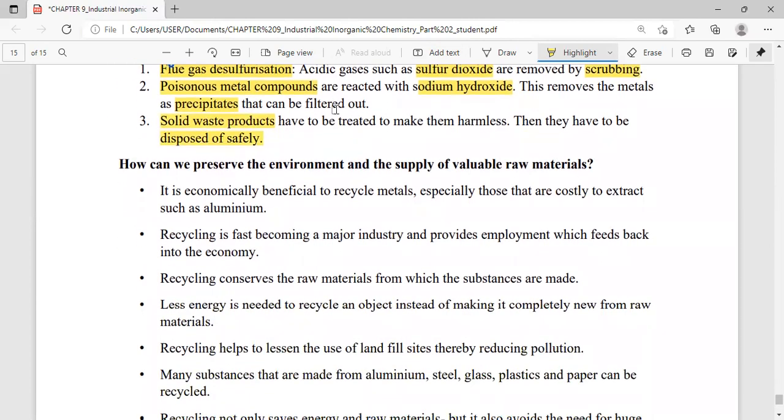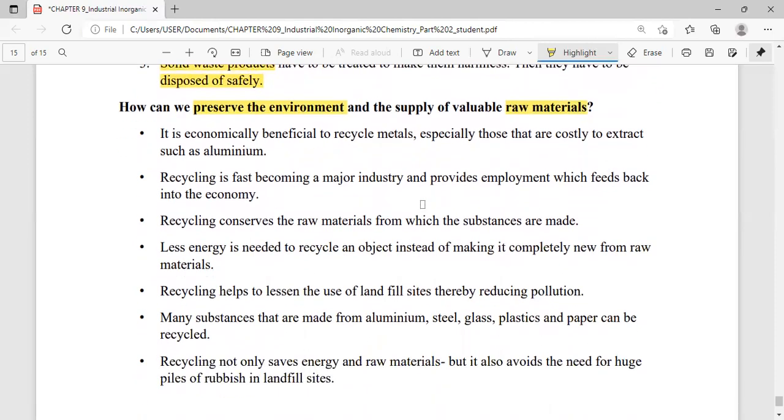Now let's see how we can preserve the environment. How can we preserve the environment and the supply of valuable raw materials? I'll give you a few minutes to read this part. There are just a few points there. I want someone to summarize and tell me the main idea here. If you want to add any ideas that you have read before, you can use that, or you can just tell me what the main ideas are. I'll just give you a few minutes because you don't have that many points here.